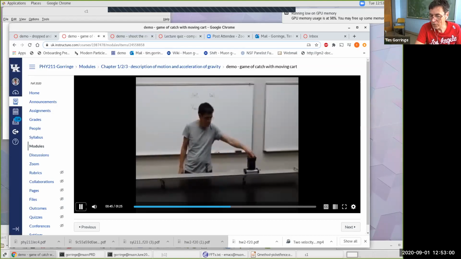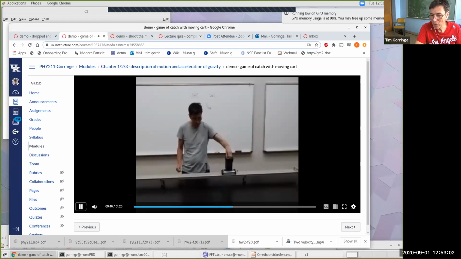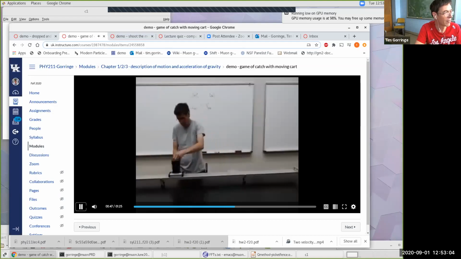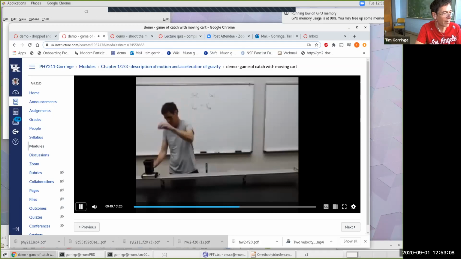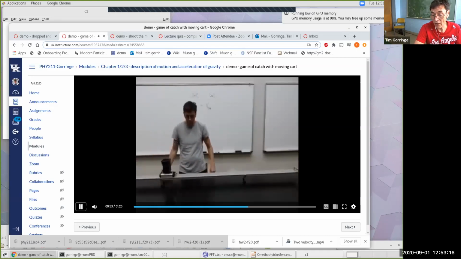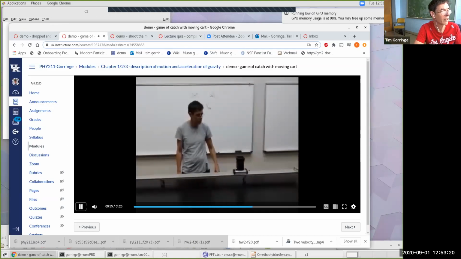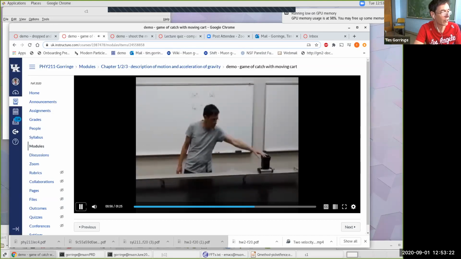So I hope you saw that. The projectile leaving the cart and then returning to the cart, both having moved horizontally from left to right due to their initial velocities, but both moving with the same constant velocity. They're not accelerating in the horizontal direction.